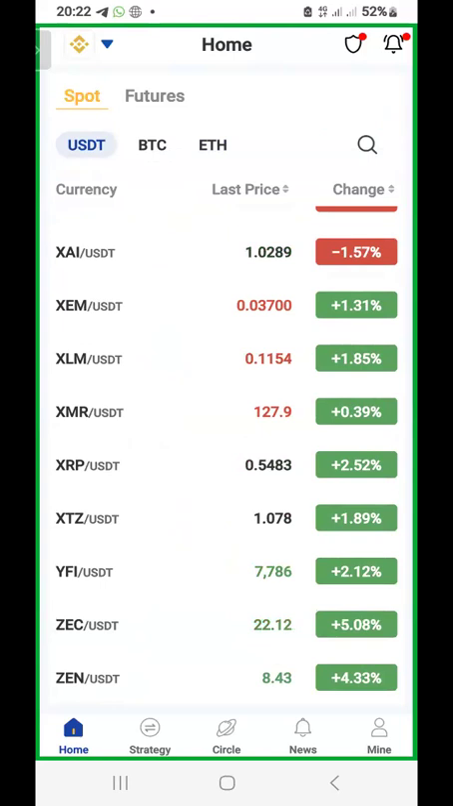Okay? I hope that is okay. All right? So that is with regards to the USDT market.